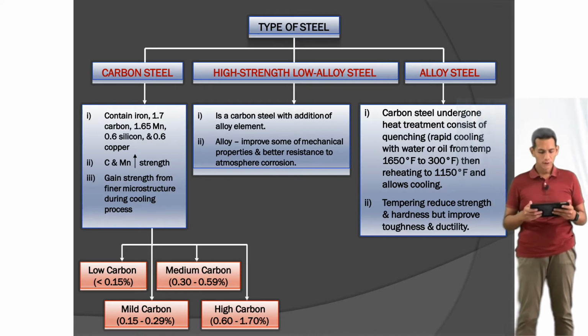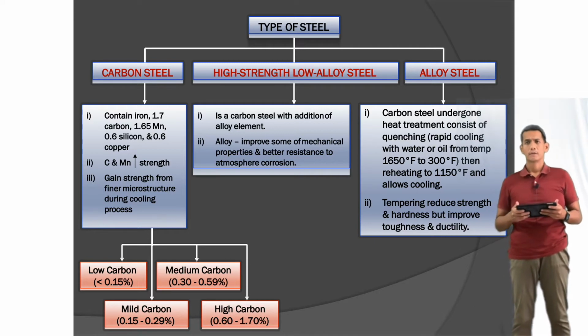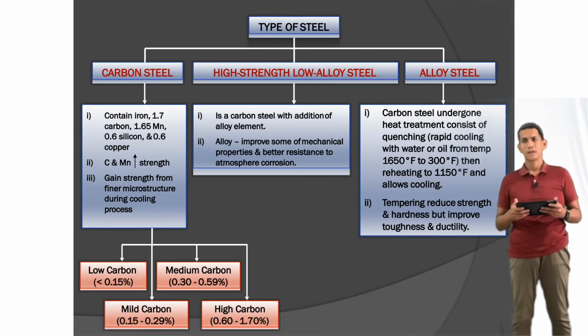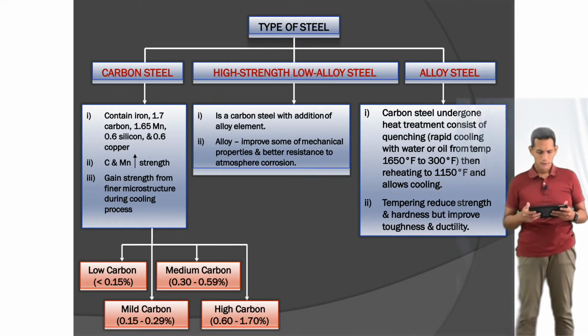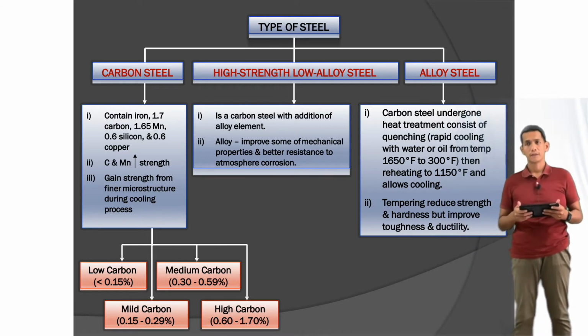And then we have alloy steel. Carbon steel undergoes heat treatment, which consists of quenching, which is rapid cooling with water or oil from a temperature of 1650 Fahrenheit to 300 Fahrenheit, then reheating to 1150 Fahrenheit and allowing it to cool. This temporarily reduces strength and hardness but improves toughness and ductility.